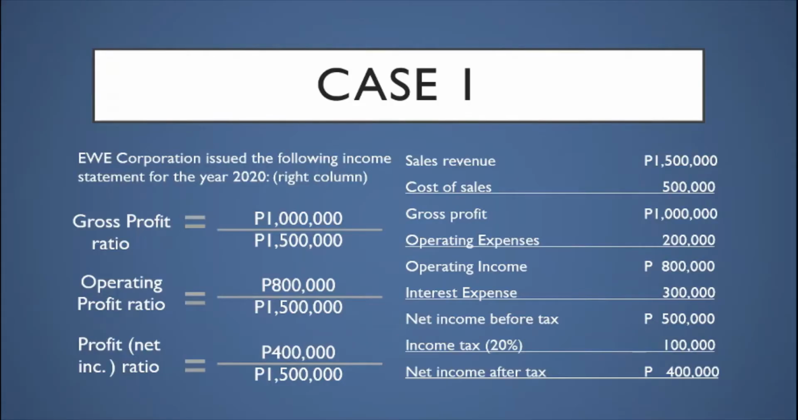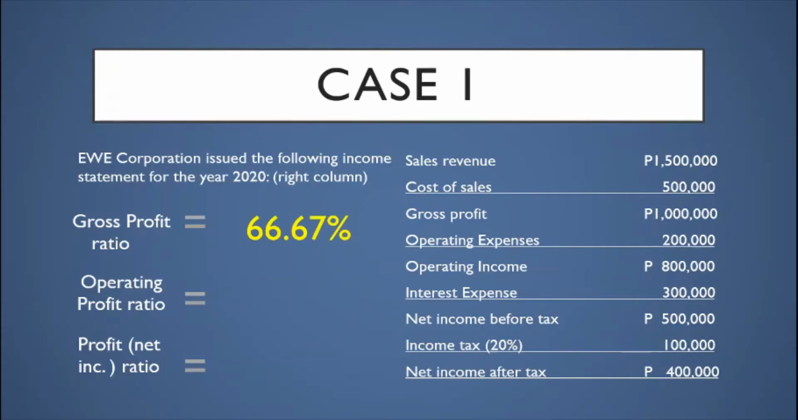Gross profit ratio is 66.67%. Operating profit ratio is 53.33%. Profit or net income ratio is 26.67%.